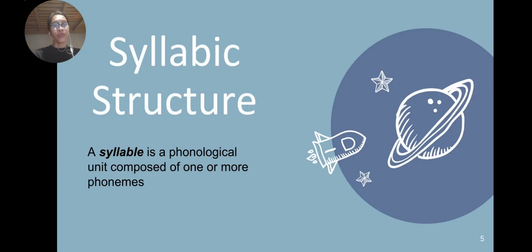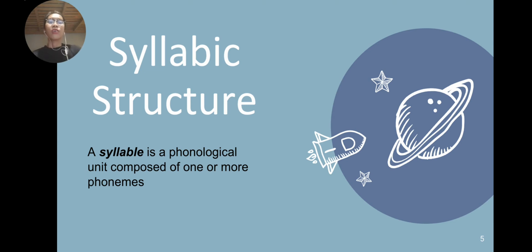Syllabic structure. I believe all of us are familiar already with the syllable. Even in our elementary days, we already encountered syllable. A syllable is a phonological unit composed of one or more phonemes, or it could be a combination of one or more letters, and is produced to a specific sound or pattern.